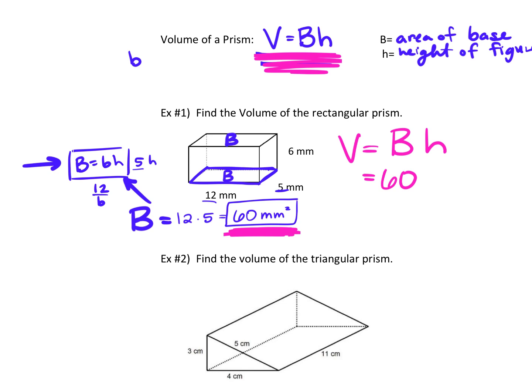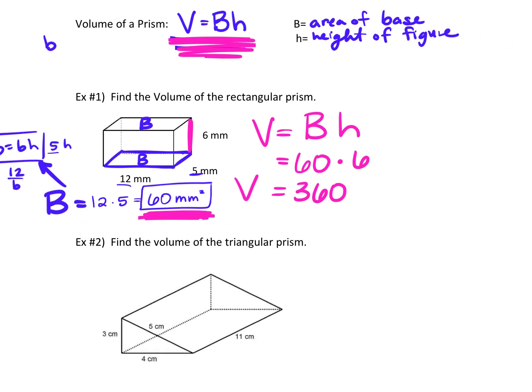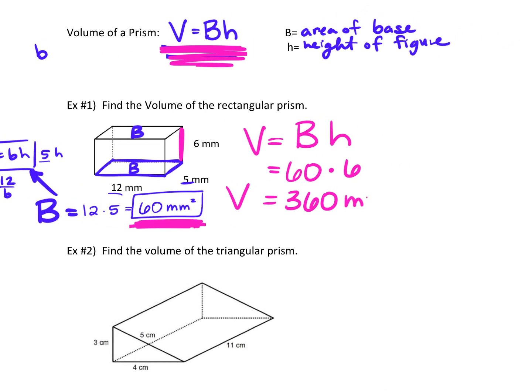The height, yeah, 60 millimeters. The 6 is the distance between the bases, okay? So we're going 60 times 6, which means our volume is 360. And then how do you label volume? Millimeters squared? Not squared. Volume is cubed, right? Cubic units, because it's length and width and height. It's 3 dimensions.